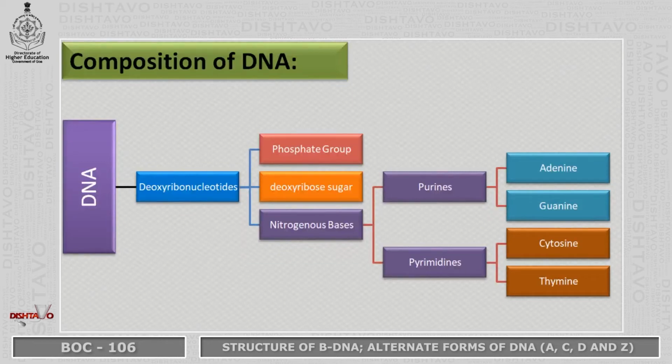As far as comparison with RNA is concerned, it differs from RNA in the type of pentose sugar, that is, here there is presence of deoxyribose sugar and in case of RNA it is ribose sugar. As far as nitrogenous bases are concerned, adenine, guanine and cytosine remain the same for both RNA as well as DNA, but in DNA thymine is present, whereas in case of RNA it is replaced by uracil.